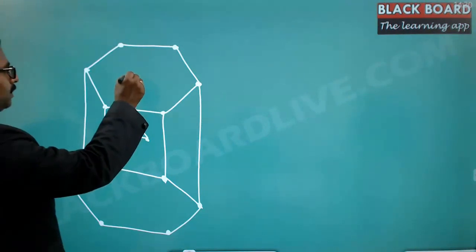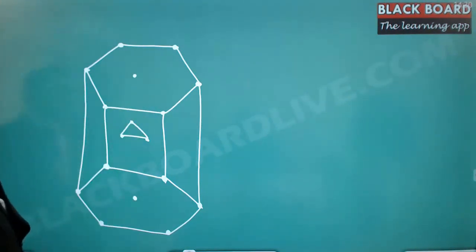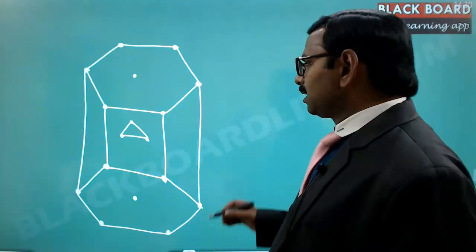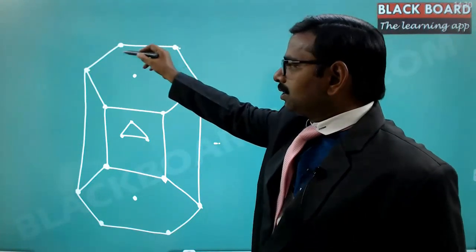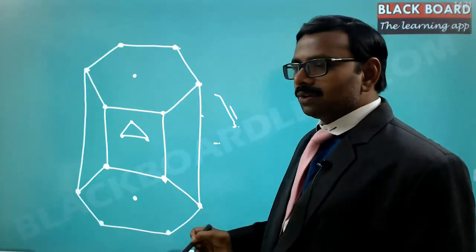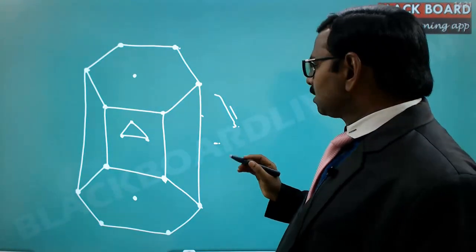1 point at face center, another point here face center. This is the unit cell of hexagonal. Total corner points, here 6 points, 1, 2, 3, 4, 5, 6. Here also 6 points. Total 12 corners. In hexagonal system, total corners are 12.